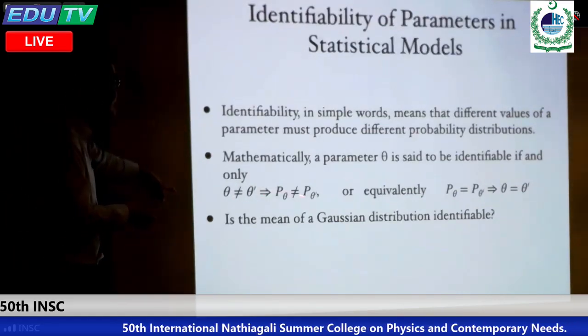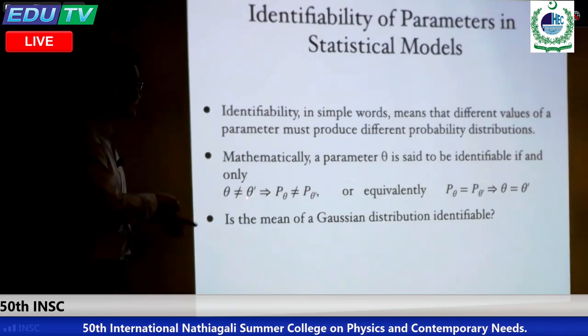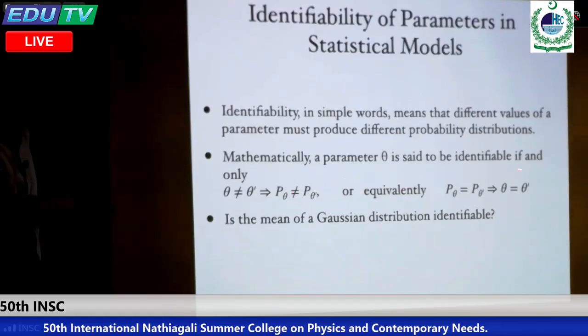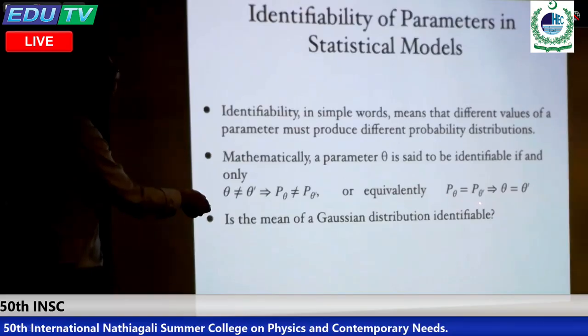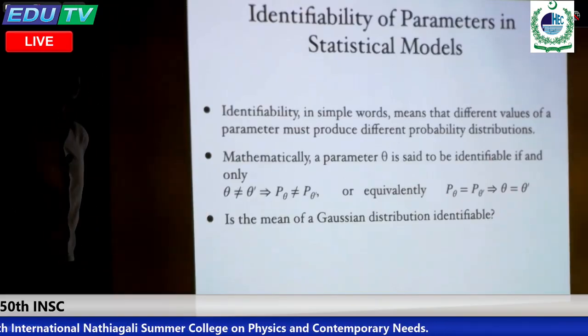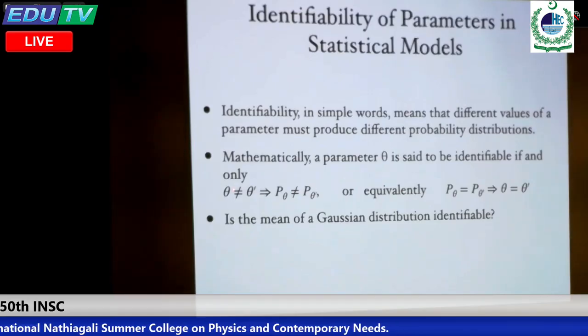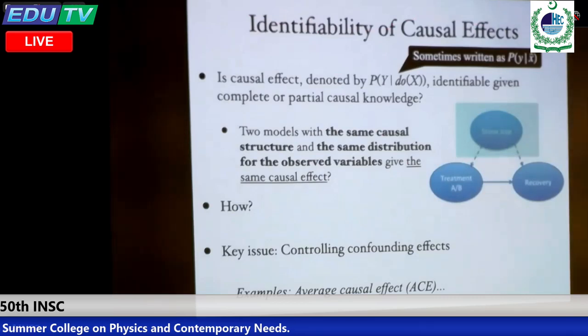So you have parameters, and you have models specified by the parameter. If different parameter values correspond to different distributions, or equivalently, as a contrapositive, the same probability distribution always gives rise to the same parameter value, then we say the parameter here is identifiable, because two parameter values will correspond to different observation distributions. This is the identifiability of parameters. Similarly, we have identifiability of causal effects.